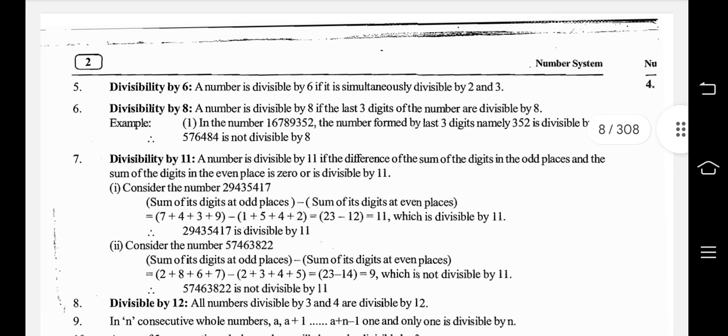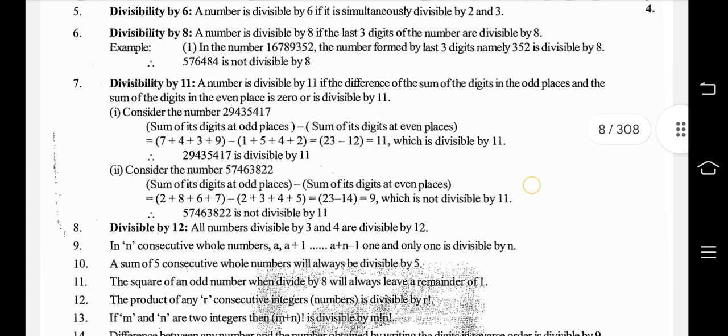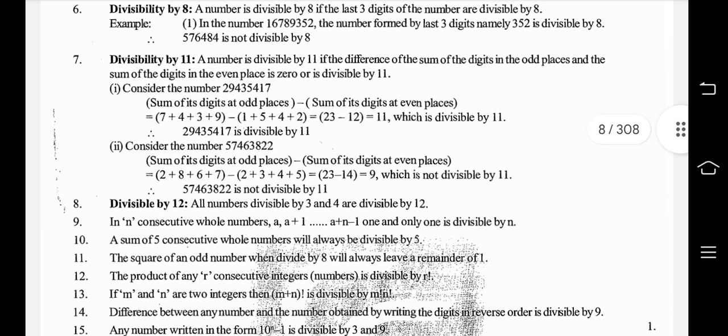Then divisibility by 6. A number is divisible by 6 if it is simultaneously divisible by 2 and 3. Divisibility by 8. A number is divisible by 8 if the number formed by its last 3 digits is divisible by 8. Then divisibility by 11. A number is divisible by 11 if the difference of the sum of the digits in the odd places and the sum of the digits in the even places is 0 or divisible by 11.